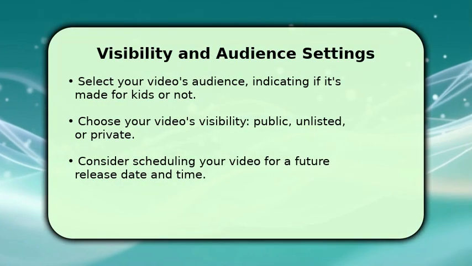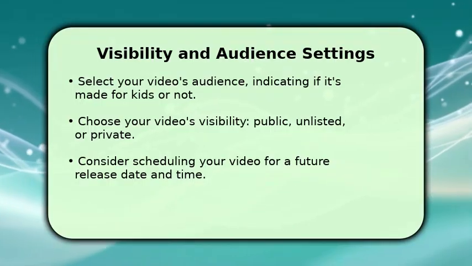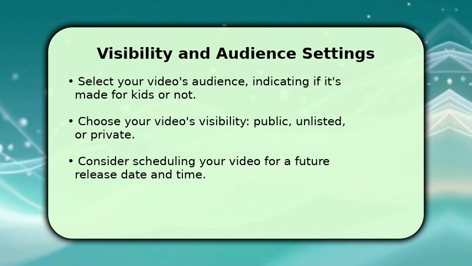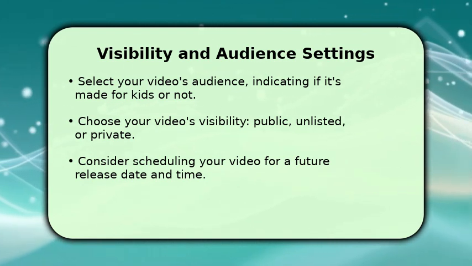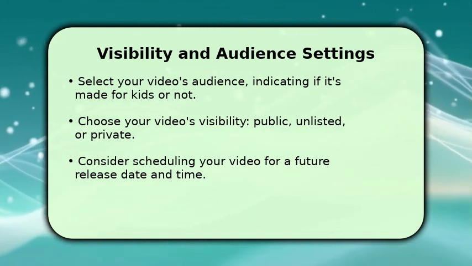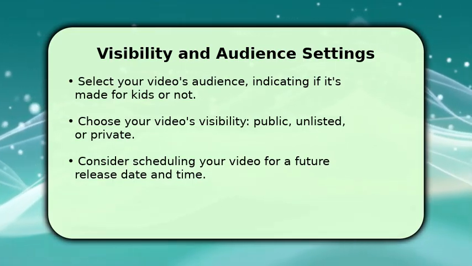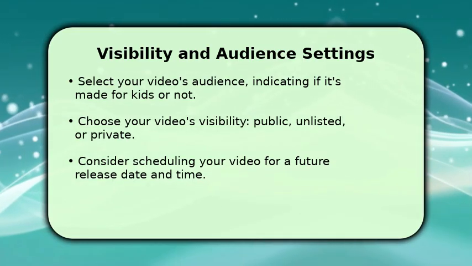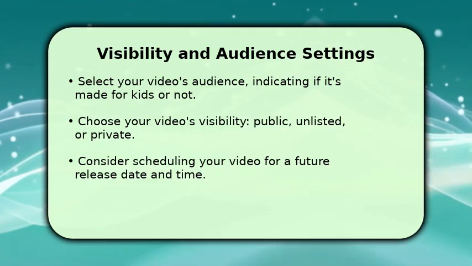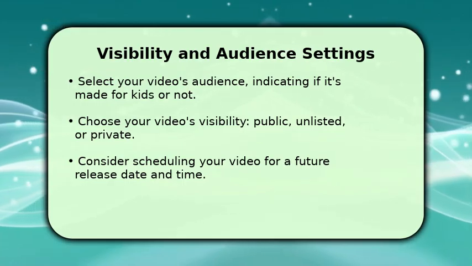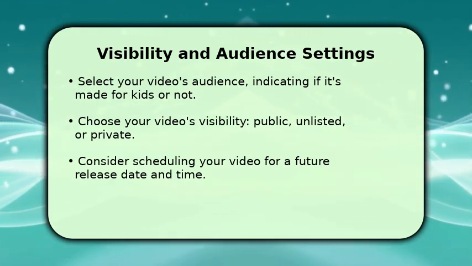After optimizing your video's metadata, you need to define its audience. Clearly indicate if your content is made for kids or not, as this impacts various features. Then, choose your video's visibility from 3 options: public, unlisted, or private. Public makes it available to everyone, unlisted shares it via a direct link, and private restricts access. You can also schedule your video to go live at a specific date and time.